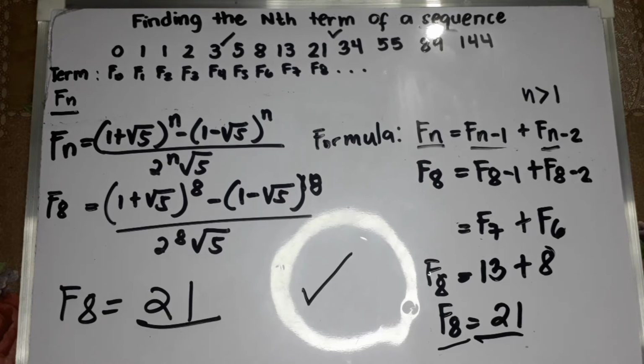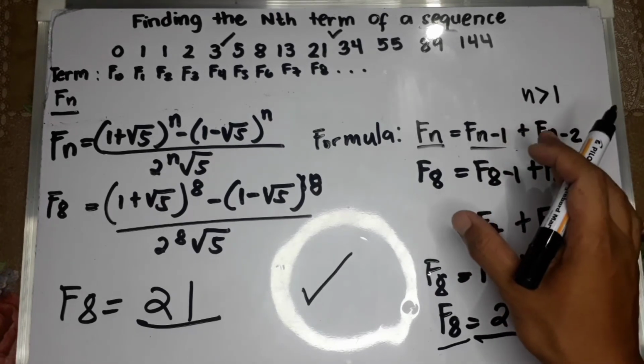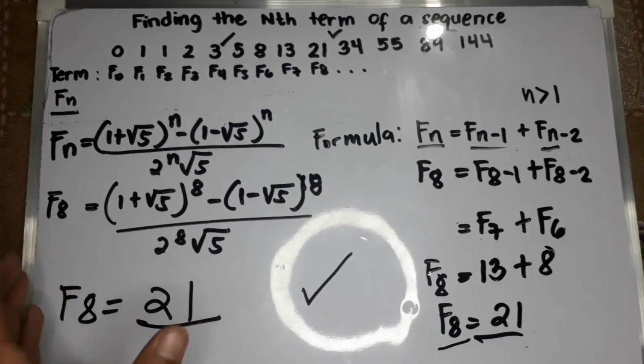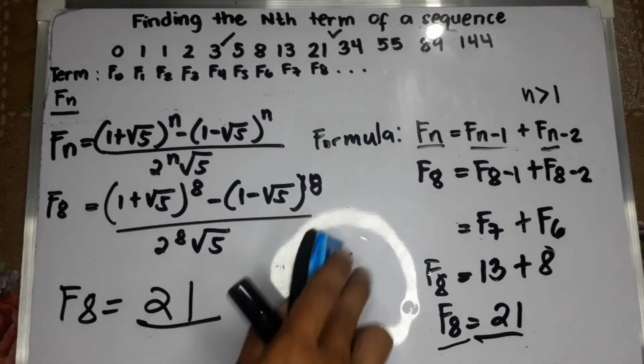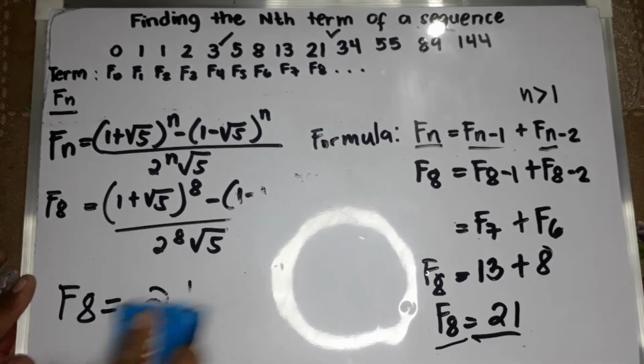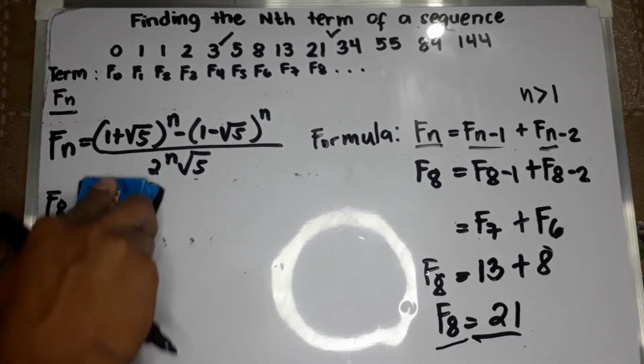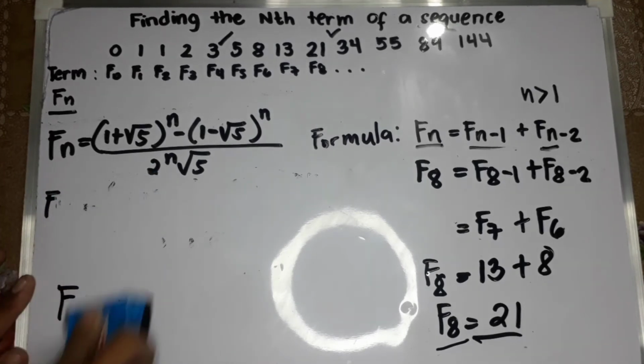But the difference is that we will just use the earlier formula if there are preceding terms. This formula can be used if there are no preceding terms. So for example, you are required to find the 21st term of the Fibonacci sequence. So you have to use this formula. Now we will try that one. So we will try to find the 21st term of the Fibonacci sequence.